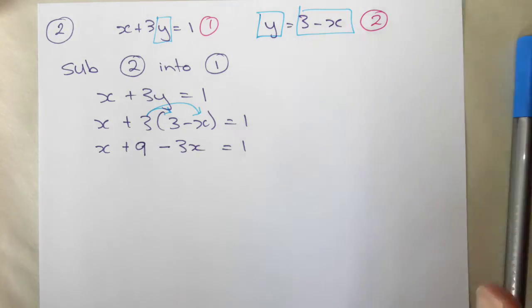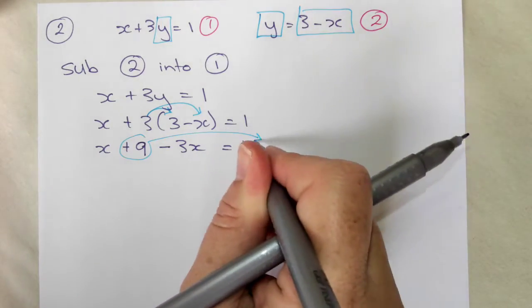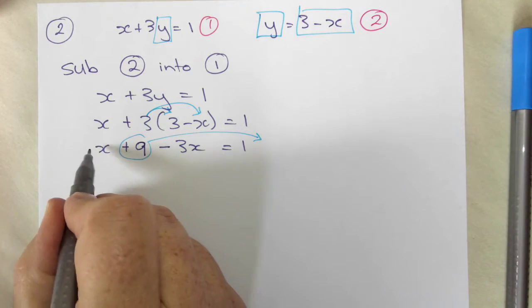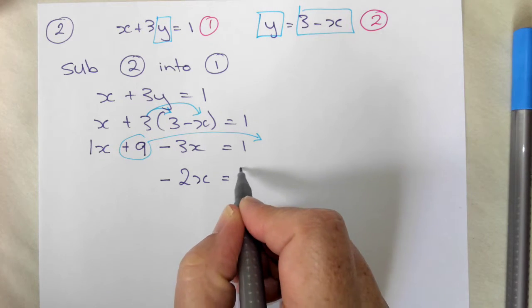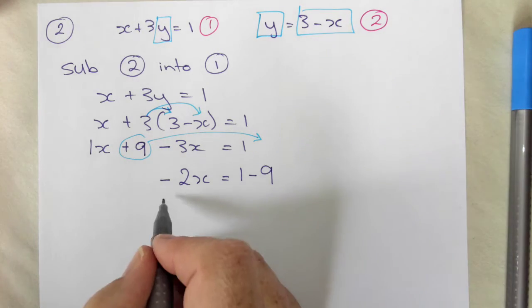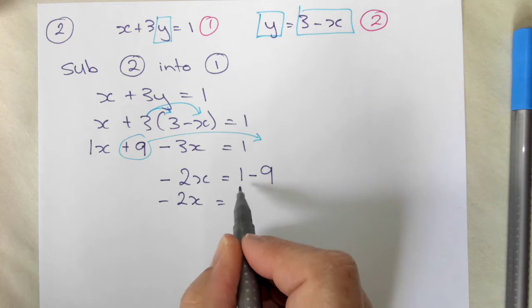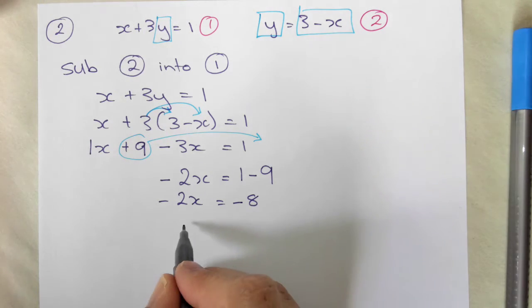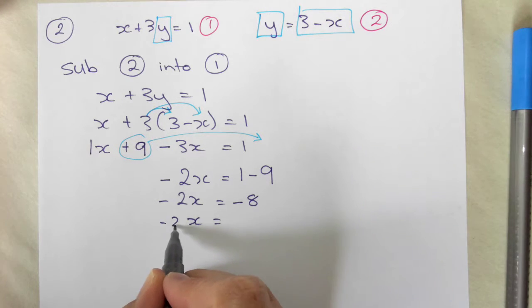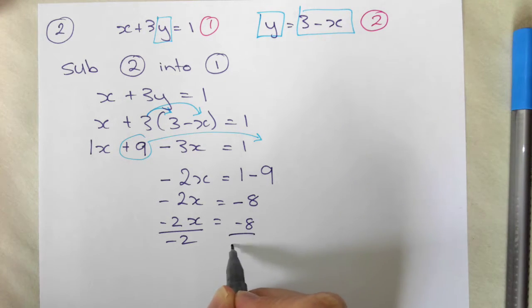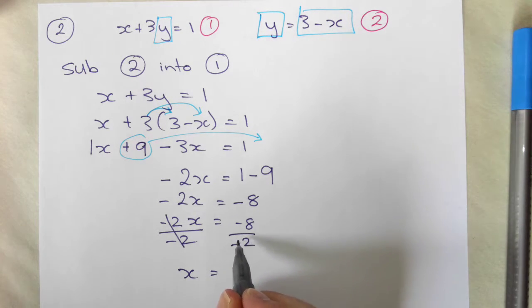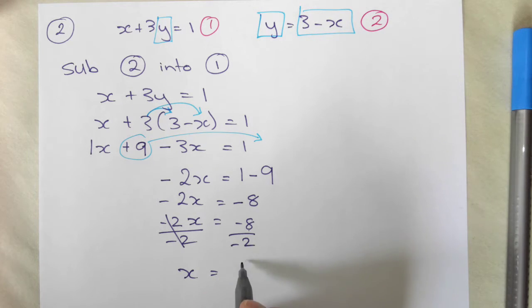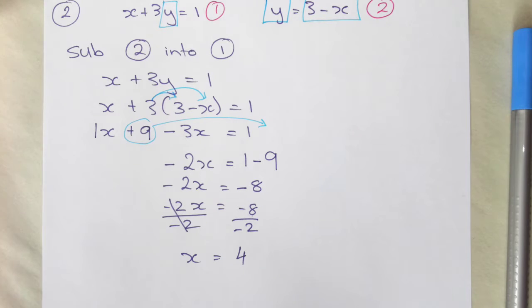x is on the left, numbers on the right, so that 9 is going to be moved across to the other side. x, so that's 1 lot of x, take away 3 lots of x gives me negative 2 lots of x equals 1 take away 9. So negative 2x is equal to, 1 take away 9 is minus 8. So x is equal to, remember minus 2x, I've got to divide both sides by minus 2. Cancels to leave me with x equals, negative divided by negative is a positive, 8 divided by 2 is 4. So there is my x value where these two lines meet.